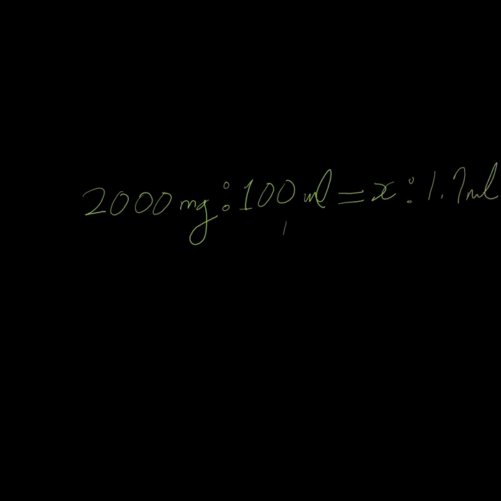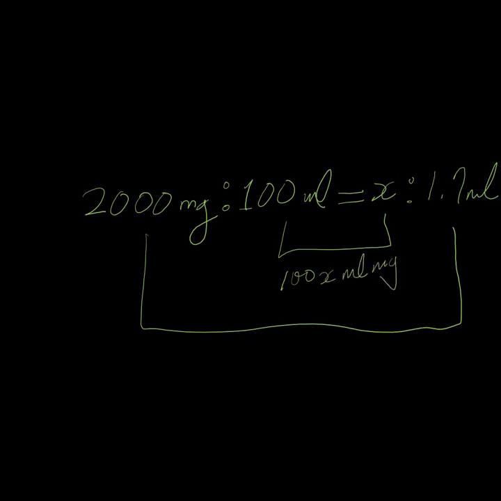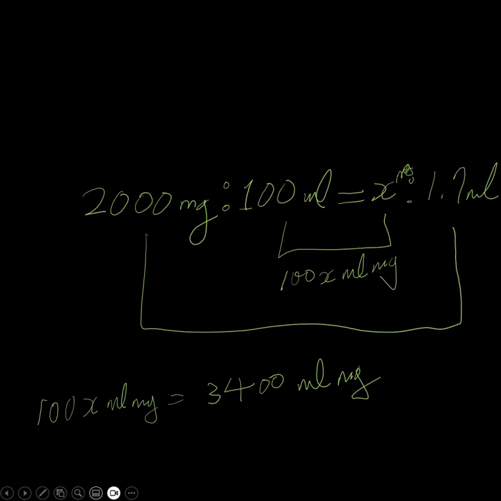Okay, so we multiply this and we multiply this, then 100x milliliter milligram, this is a milligram, right? Equals to 34, oh, something familiar came out, 100 milliliter milligram. Got it? Right? So I want to leave the x alone.